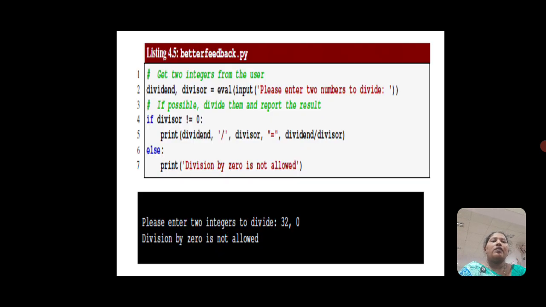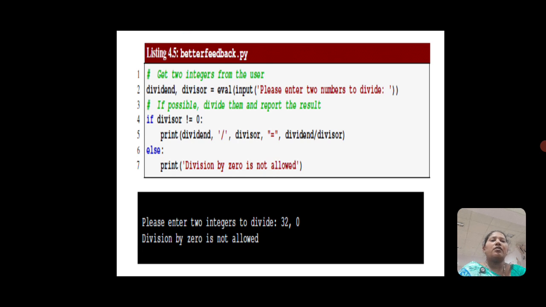So this is an example for this if else. I have taken the same example. I will be getting the dividend and divisor here. If the divisor is not equal to 0, then I will be printing the value, else. Else part means if the divisor is equal to 0, I will just be printing, division by 0 is not allowed. For example, I have given the two values as 32 and 0. So my dividend is 32 and the divisor is 0. In that case, it will not execute the if part, it will execute the else part, and it will print division by 0 is not allowed.